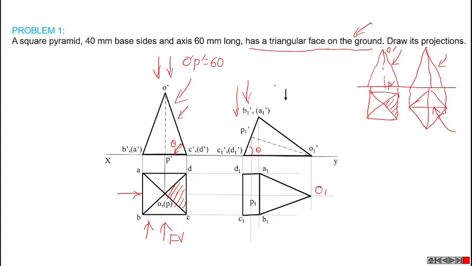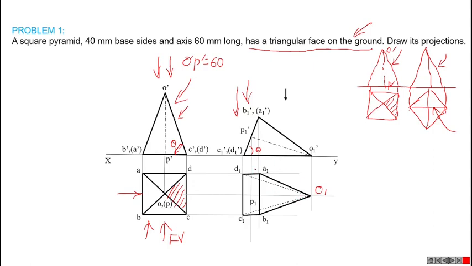Then next, in top view, slant height C dash O dash is not visible. Similarly, D dash O dash is also not visible. That means C1 O1 and D1 O1 both are in broken line, because those edges are not visible in the top view. So we can represent those edges as broken line.